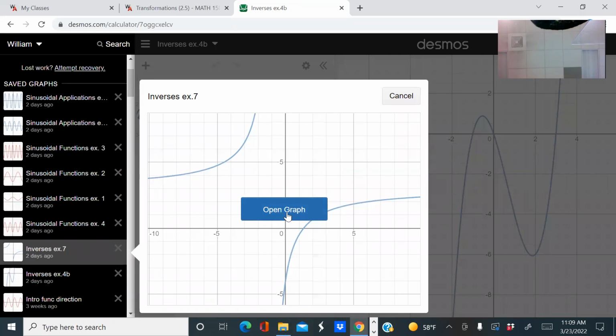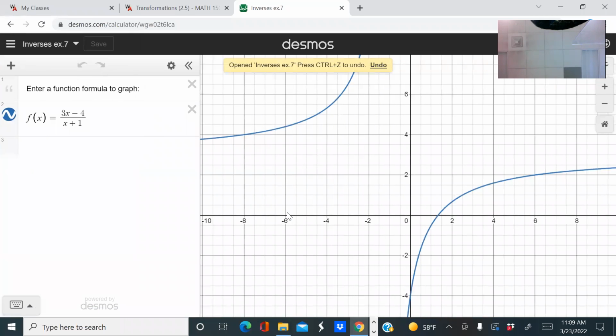So remember now, if you're doing your homework on composition and inverses, remember you have a link to this Desmos tool, right? So if you're asked to make a graph of a function, you can do that quickly. There's the graph of, you can't see all of it very well, right? If I move these things around, there you go. Okay, so there's the graph of 3x minus 4 over x plus 1.